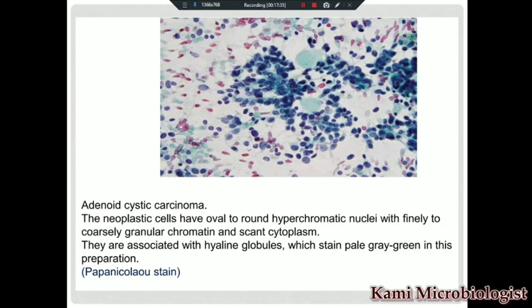Now these are also cancer cells, as you can see, and this is adenoid cystic carcinoma. These are neoplastic cells having oval to round hyperchromatic nuclei with finely granular chromatin and scant cytoplasm. They are associated with hyaline globules, which stain pale gray-green in this preparation.